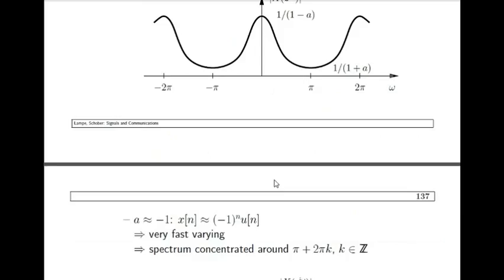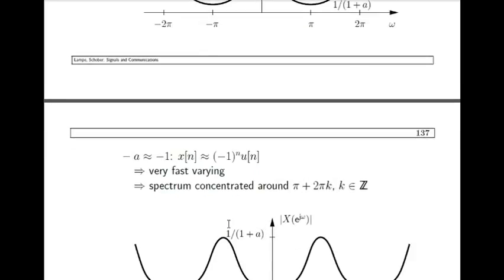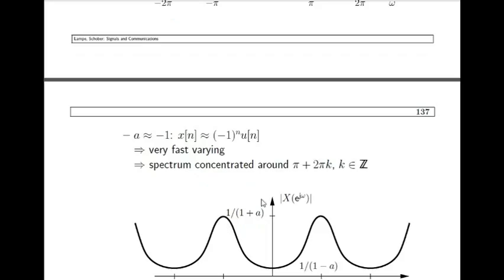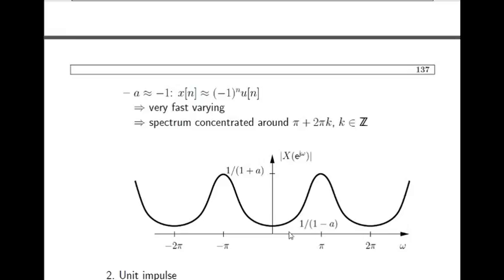And if a is comparable to minus 1, then x of n is comparable to minus 1 to the whole power n u of n. This signal will be fast varying, which means that the spectrum will be concentrated around pi plus 2 pi k. So if I put the value of k as 0 here, then you can see that it will be concentrated around pi. So this was the example.